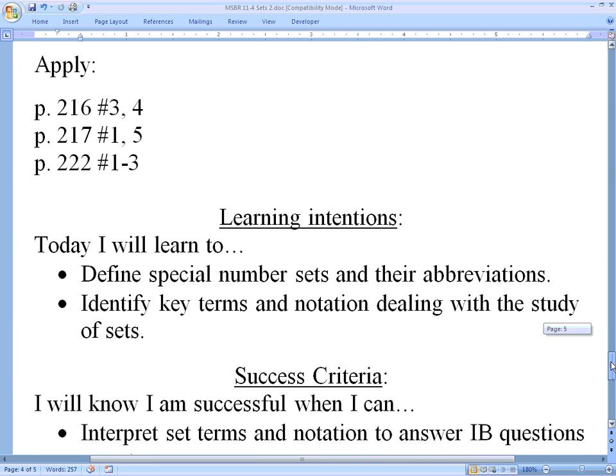I would recommend looking at these problems, especially the ones on set builder notation, which is the first part here, 3 and 4 on page 216. And then on page 217, it brings in the notion of sets dealing with complements and universe. And then last but not least, I have a little bit of Venn diagram notation, which again we covered in our probability chapter, but you may want to look at this again in the context of sets. And this is the end of what I'm going to talk about for sets for our unit.